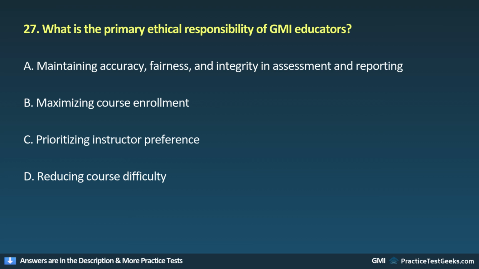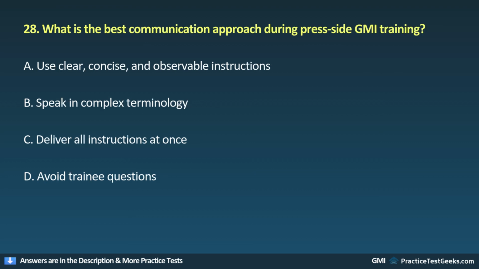27. What is the primary ethical responsibility of GMI educators? A, maintaining accuracy, fairness, and integrity in assessment and reporting. B, maximizing course enrollment. C, prioritizing instructor preference. D, reducing course difficulty.